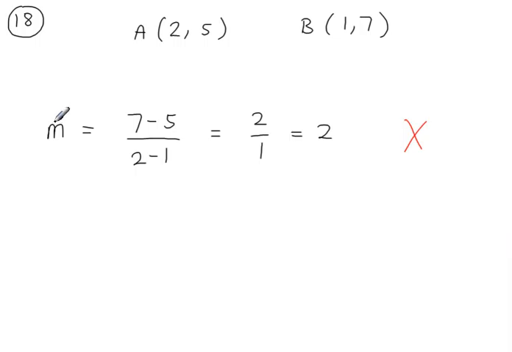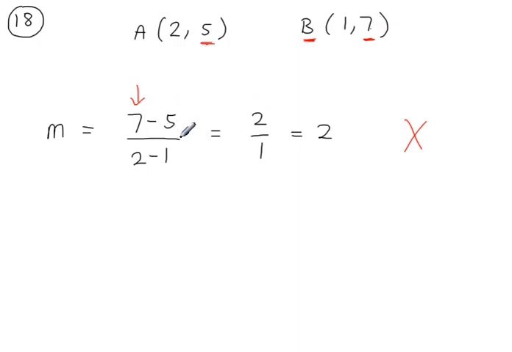Let's go back to the beginning. To work out the gradient, you do the change in y. So if I'm starting with this y value here, that's the first number that I've started with. So I've started with point B. So 7 minus 5, which is good, that gives you 2, that's fine.